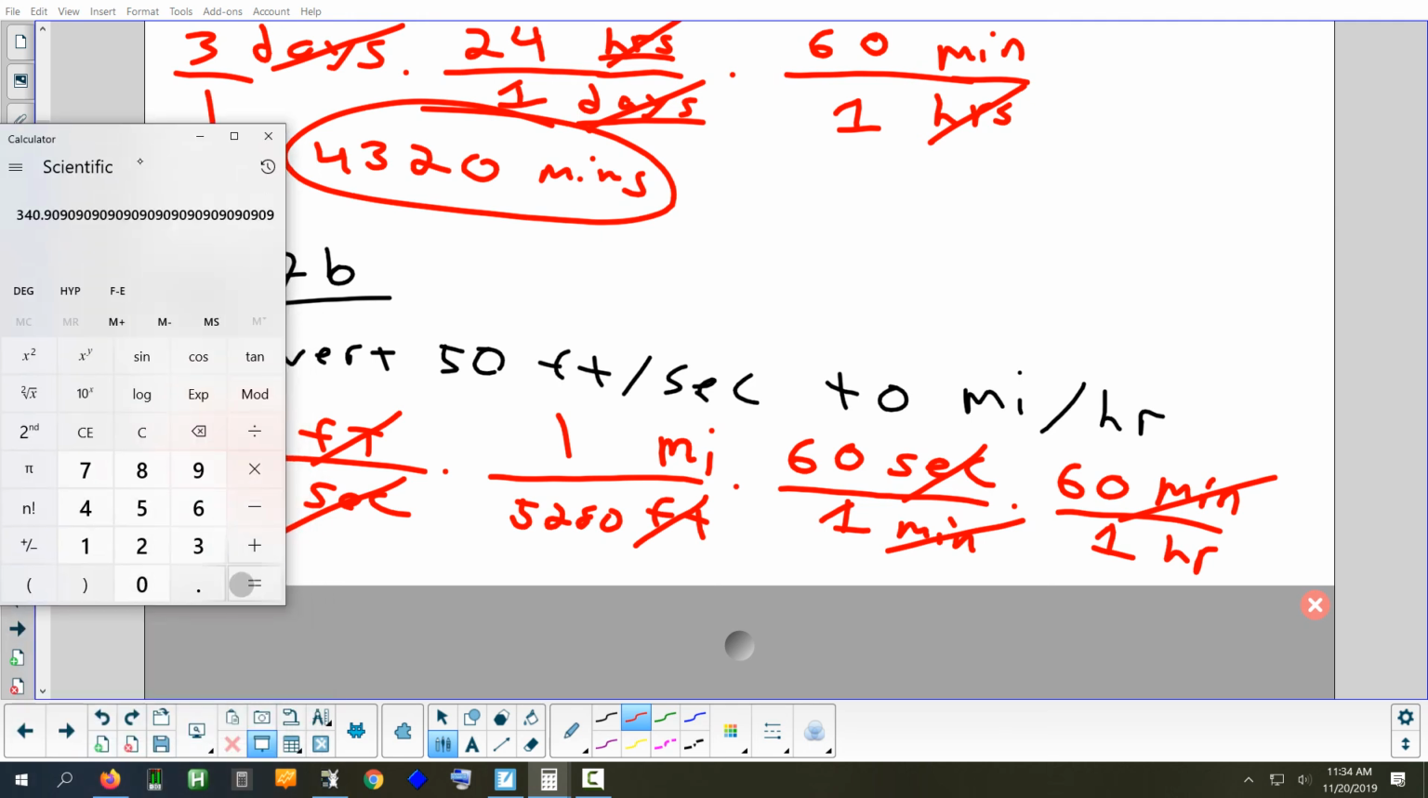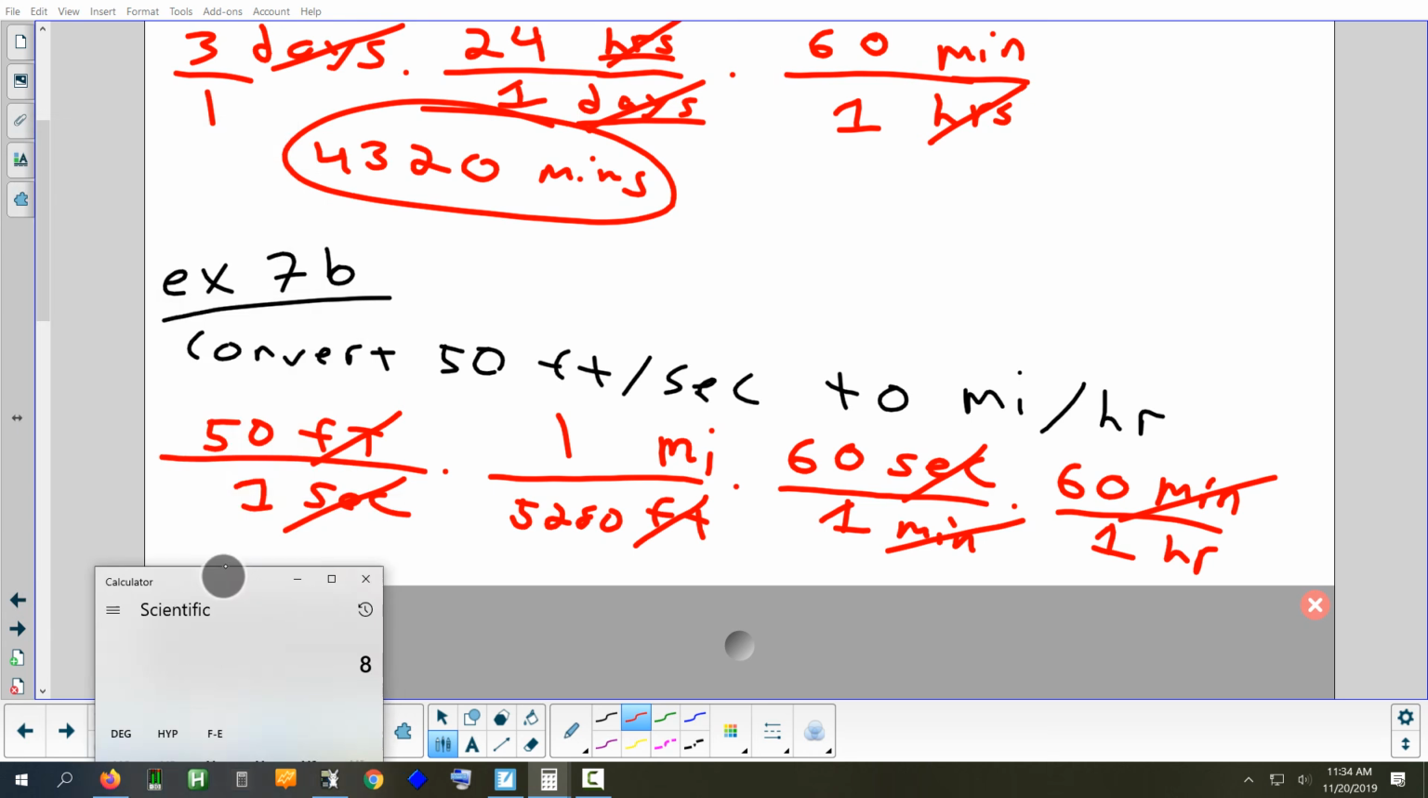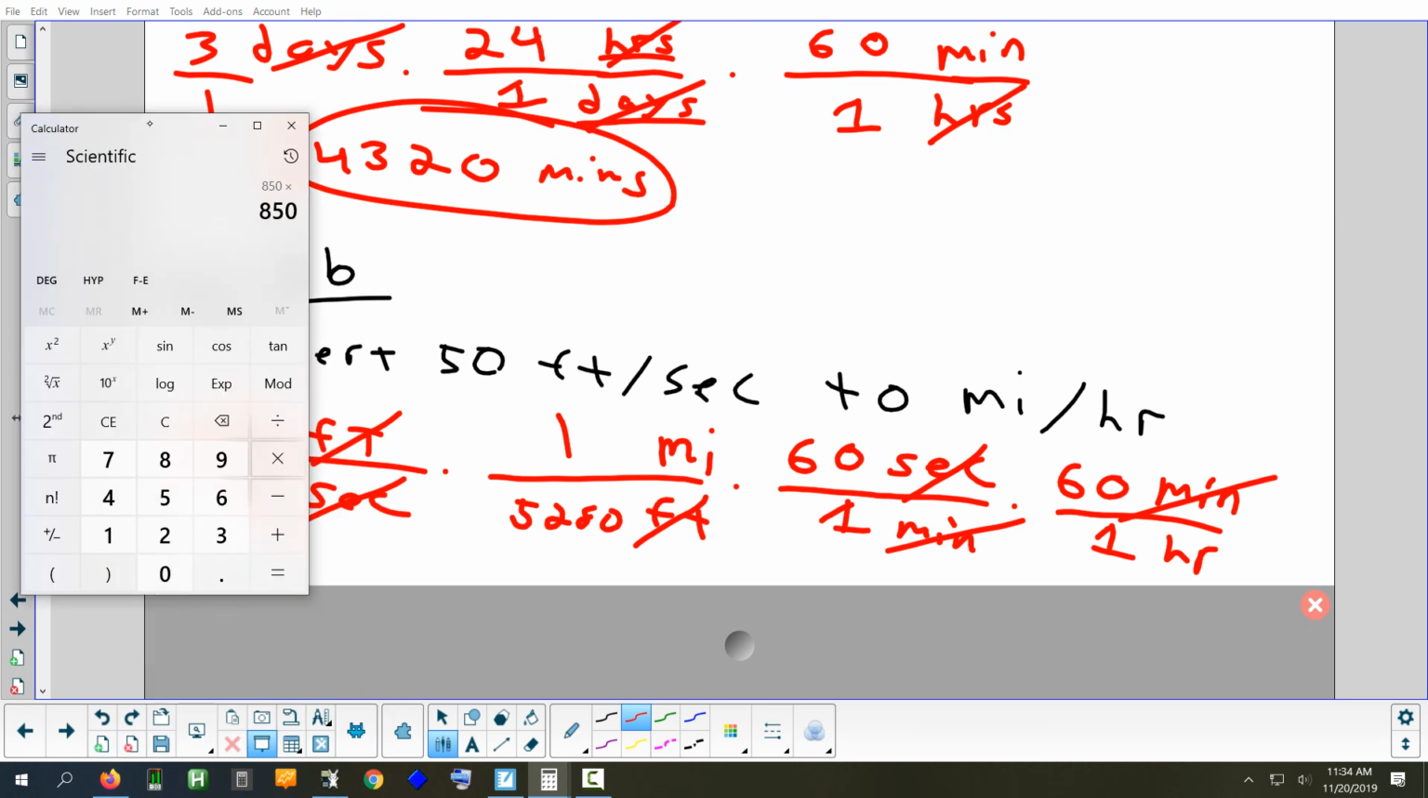5280. So that's, you add an extra 0. Yeah, I got an extra zero. Divide by 10. Let me fix it. So 50 times 3,600. There we go. Divided by 5280. Yeah, that was way too fast. 34.1 miles per hour.